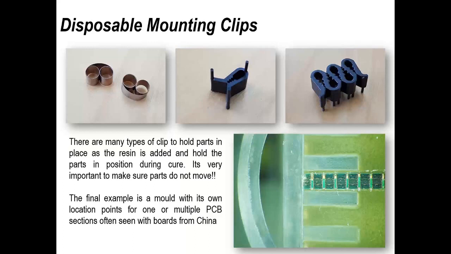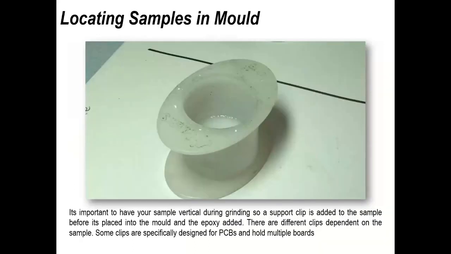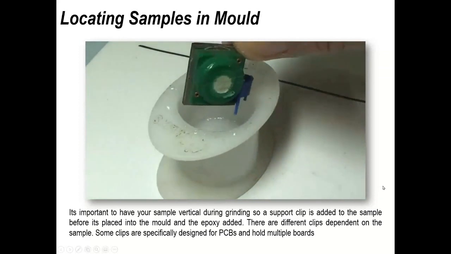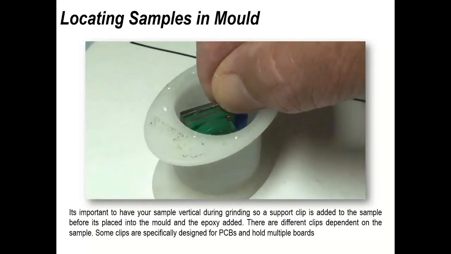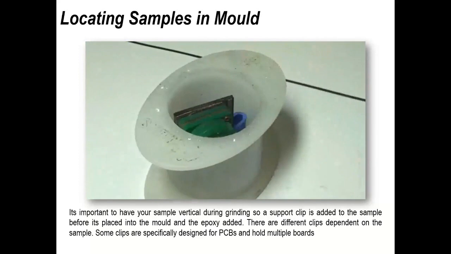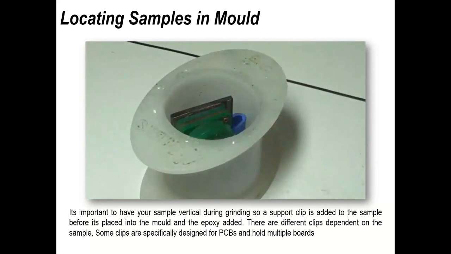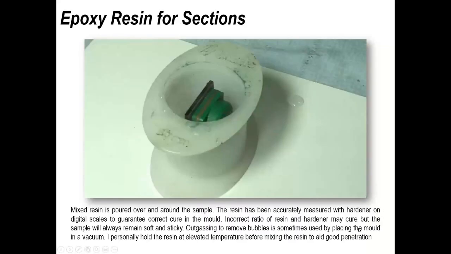But again, all we're trying to do is hold it still, hold it upright. So we've got our sample, whatever it might be. We've cut it out. We've ground it to the area of interest. We've put it into some tool, some piece of plastic clip to locate it so it's not going to move during the curing operation. So here we've got a sample. We've put it into the mold, just make sure it's sitting there nice and comfortably and flat. And now we're ready for adding the epoxy resin.